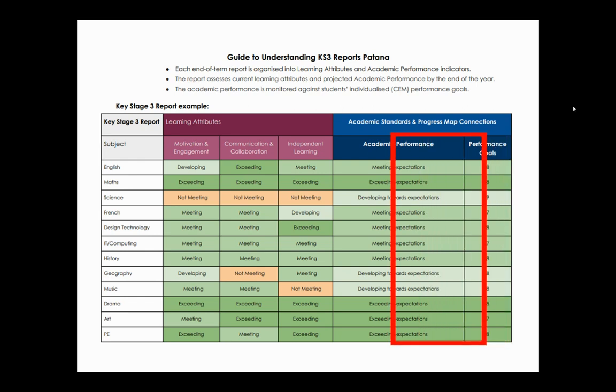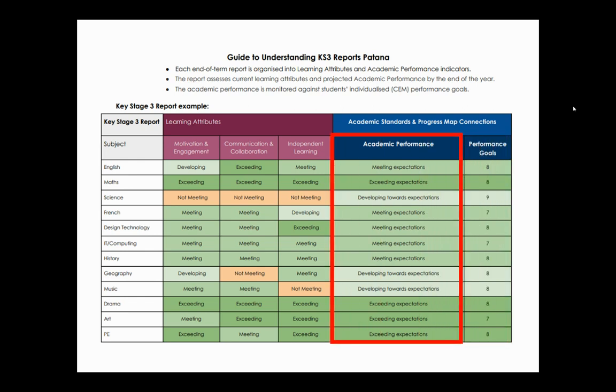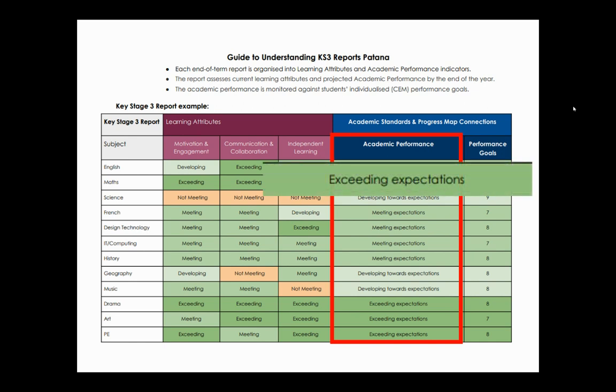The next column we will look at is academic performance. Here we see a comment from each subject teacher's assessment. This is their best judgment on whether you are on track to achieve the performance goal by the end of the academic year. There are 3 indicators that the teacher may use to comment on your learning journey. These are exceeding, which means there is strong evidence that you are on a path to performing beyond your goal at the end of the year.